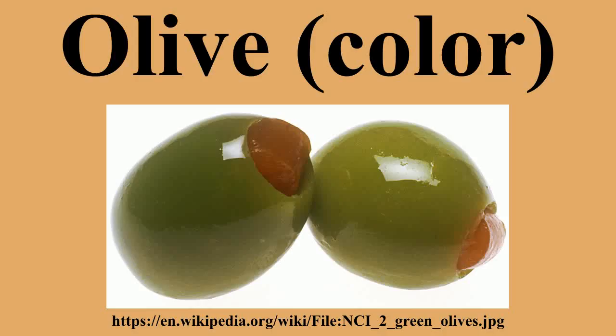Olive in human culture. Ethnography. The term olive-skinned is sometimes used to denote shades of medium-toned skin that is darker than the average color for Caucasians, especially in connection with a Mediterranean ethnicity.